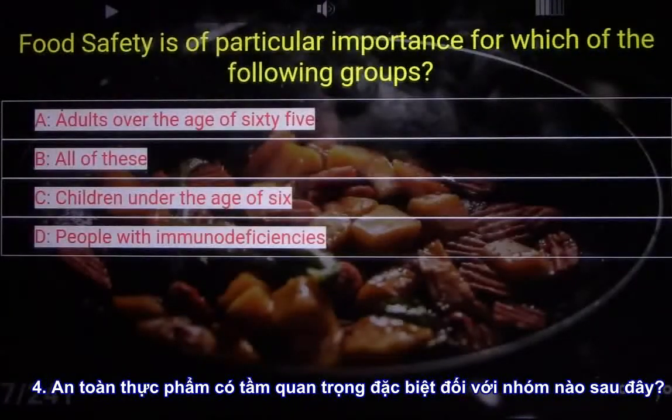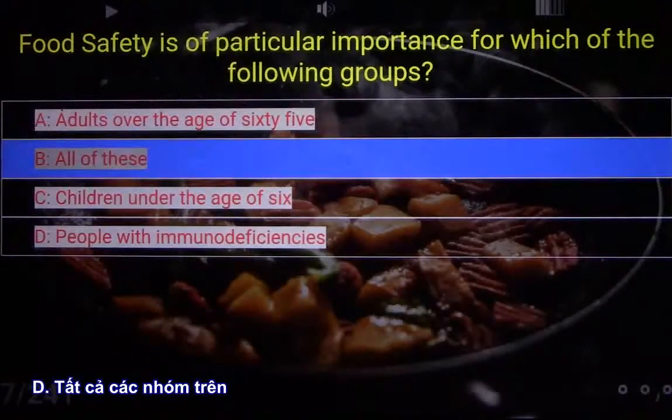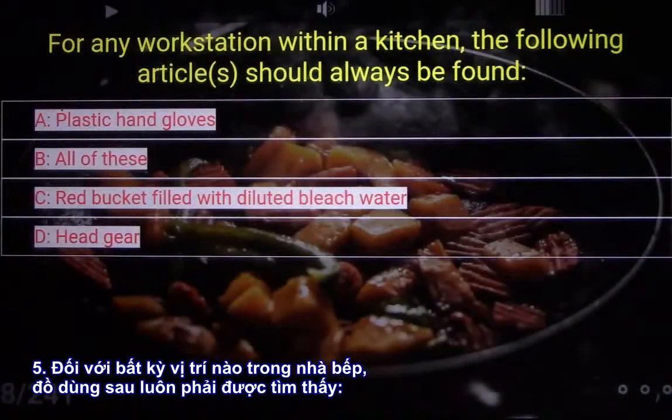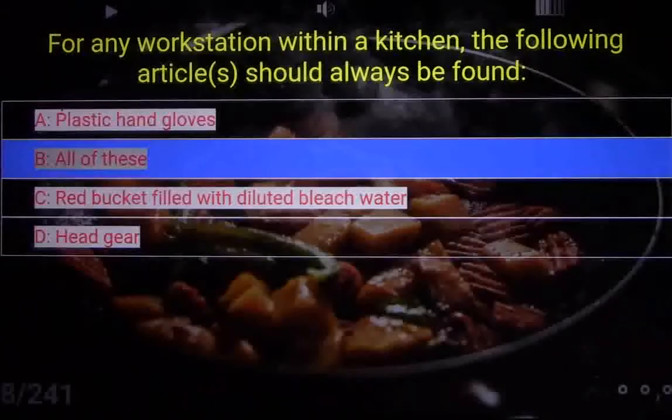Food safety is of particular importance for which of the following groups? B. All of these. For any workstation within a kitchen, the following articles should always be found. B. All of these.